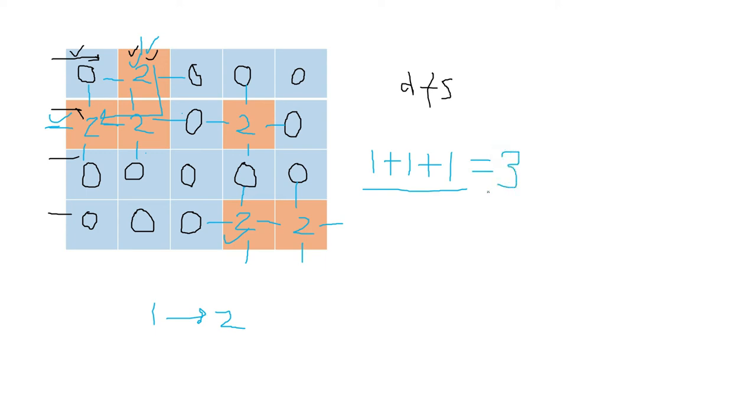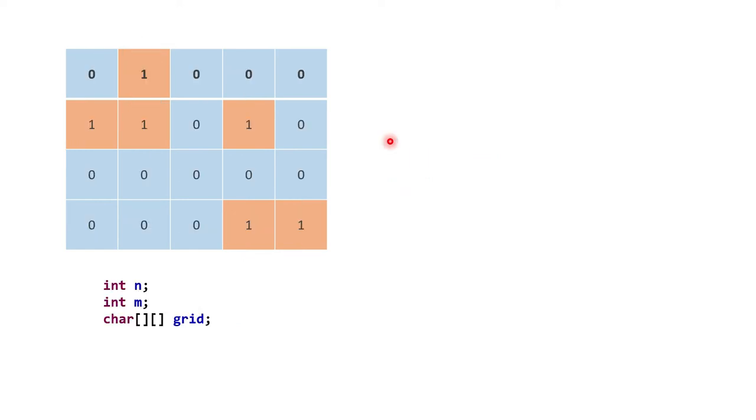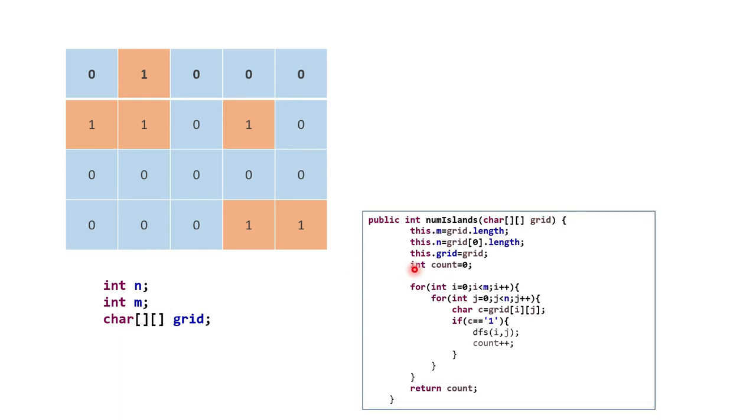Okay, now I will do a side by side code walkthrough, then it will be easy to understand. We have to define some variables called n, m and grid. N and m are basically the row and column lengths, and grid is the input grid. So this will be our method which will be given in LeetCode or any other platform. We will get the grid as input.